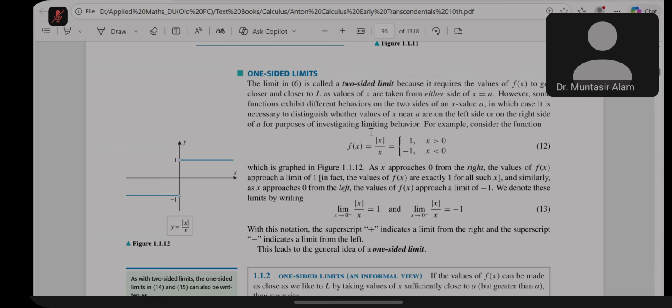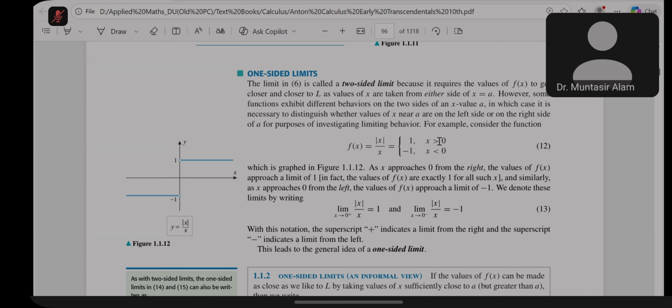For example, if we consider this function absolute value of x by x, and we split the domain into two parts, since 0 is not included in the domain, our entire domain is split into two parts. One is x greater than 0, that means from 0 up to plus infinity. Another part is from minus infinity to 0, open.